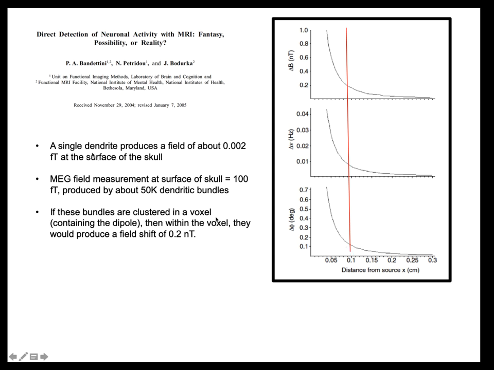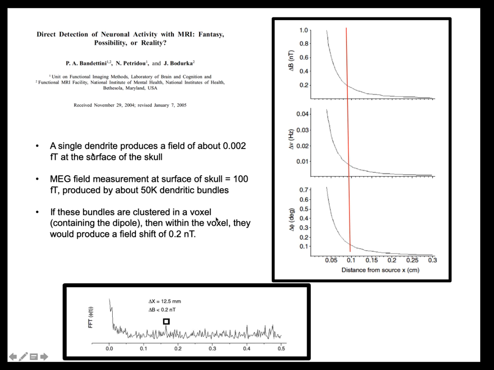So our goal was to try to figure out with phantoms, can we see 0.2 nanotesla? And it turns out we can. If you have a wire in a phantom and you turn the current on and off in the wire at a certain frequency, you can barely see, assuming a certain distance from the wire, 0.2 femtotesla. You can see something there. So the bottom line is that it's theoretically possible.